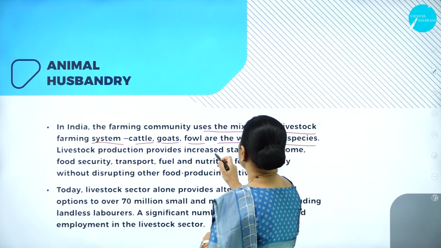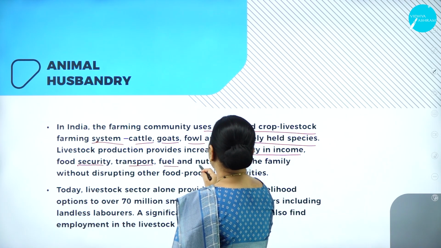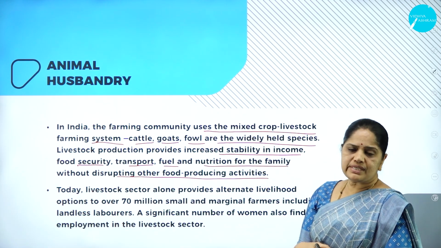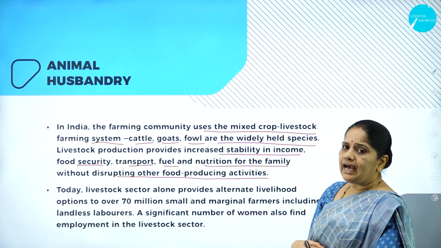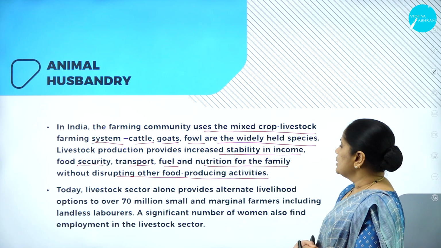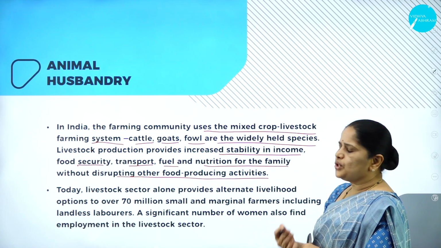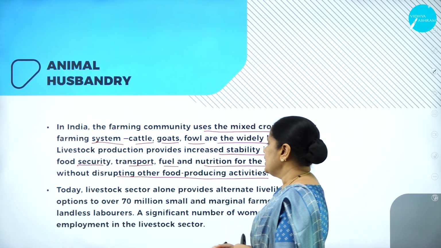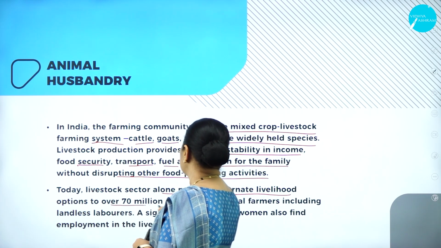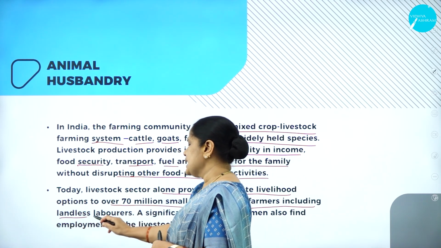Livestock production provides increased stability in income, food security, transport, fuel, and nutrition for the family without disrupting other food producing activities. So when they are engaged in rearing livestock on their farm, it will automatically help stability in income. There will be food security, nutrition for the family, etc. Today, the livestock sector alone provides alternate livelihood options to over 70 million small and marginal farmers, including the landless laborers.